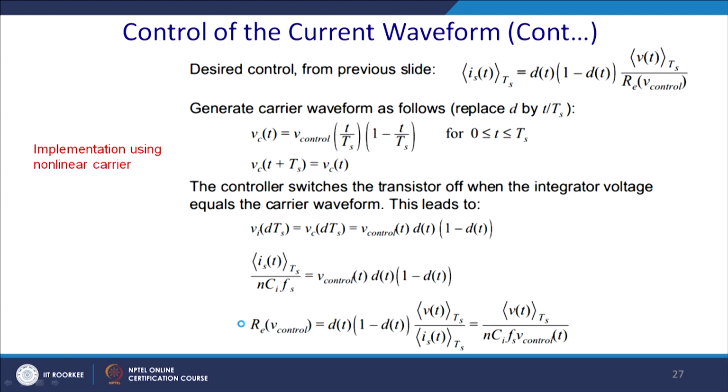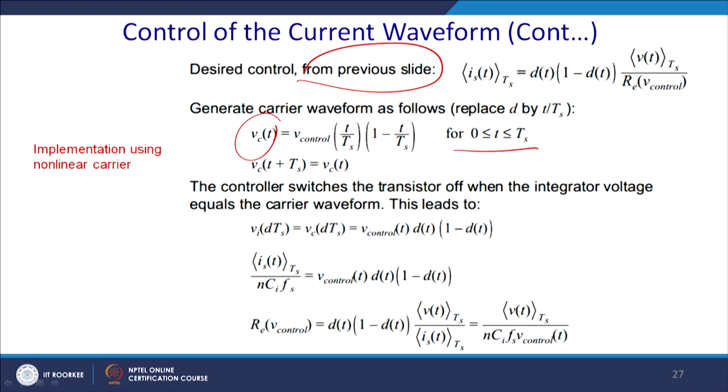So, for the desired control, from the previous slide we can rewrite it as Is equal to d Ts, 1 minus d Ts, into this one. From there the control voltage Vc becomes V control, t by Ts, 1 minus t by Ts, for this, and Vc of t plus Ts equal to Vc of t.